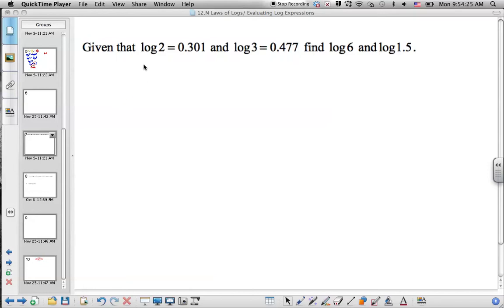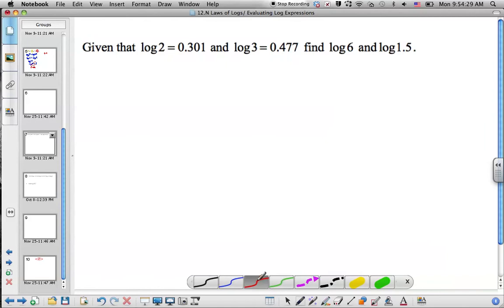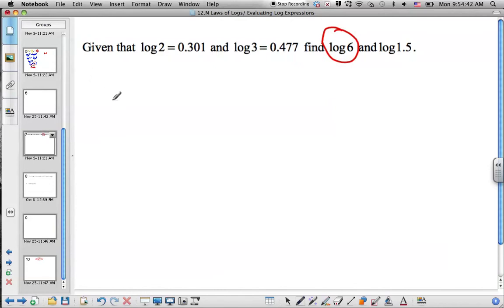So today we're going to evaluate some log expressions. Starting with log of 2 equals 0.301 and log of 3 equals 0.477, find the log of 6. So let's go ahead and think about this. The log of 6. How else could we write that?